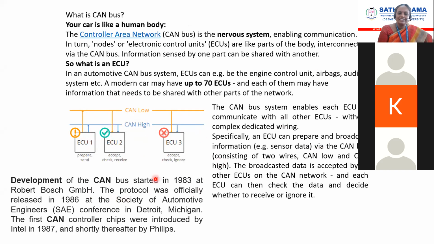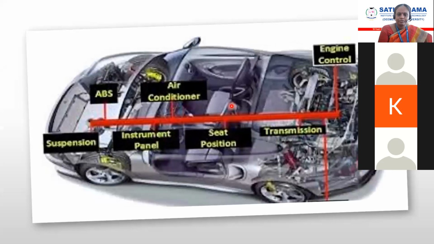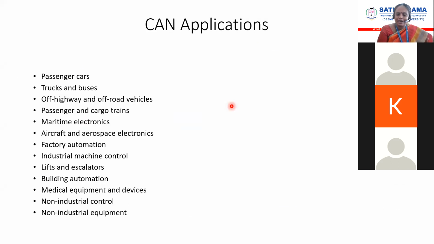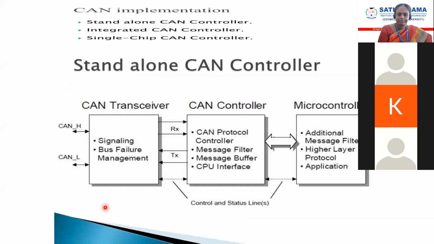Okay. Then who developed the CAN? Some introduction. Then before CAN, after CAN. This diagram is very important, the importance of CAN. So draw the before CAN, after CAN diagram. Then next one, this diagram is not necessary. CAN applications: you can remember two or three applications and write. Then CAN advantages and the future of CAN.